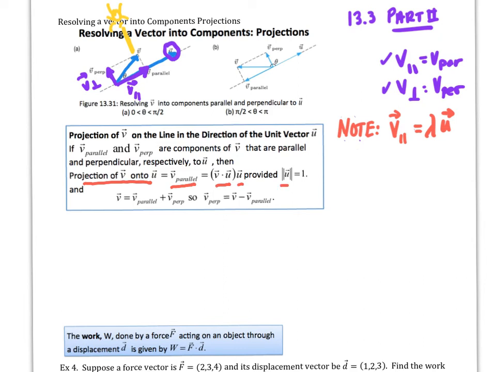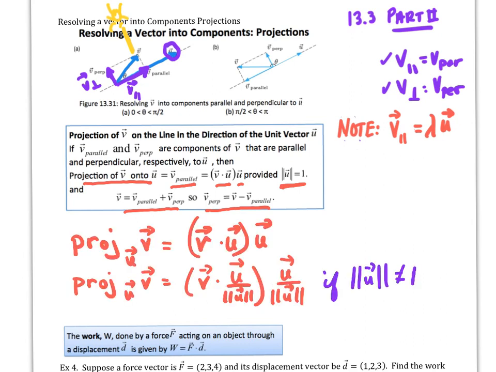Depending upon what vector we're using, that's as long as the magnitude of U is equal to 1. If it's not, you go ahead and divide it by its magnitude to make it so that it does have a magnitude of 1. And this is upon the condition that V is equal to V parallel plus V perpendicular. So that's just the two components, the i and j components. And then V perpendicular is equal to V minus V parallel, which is based upon the components as well.